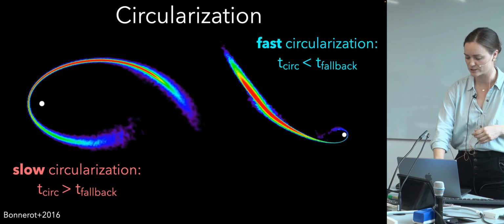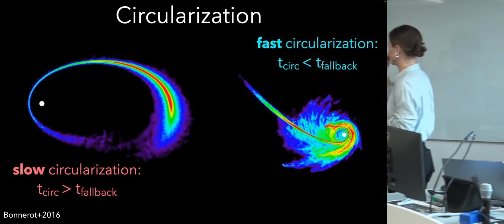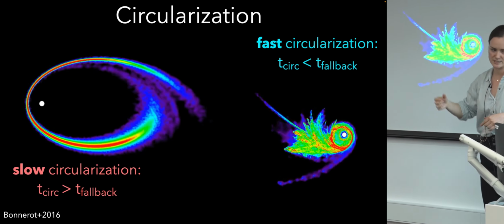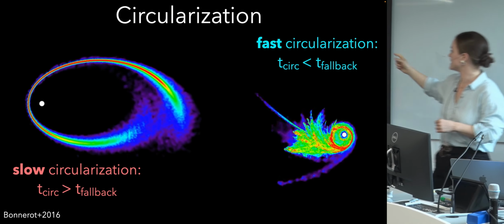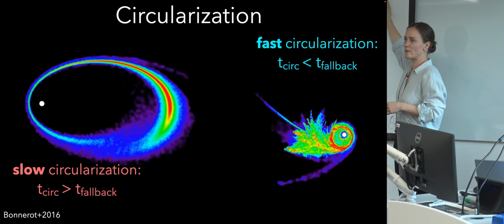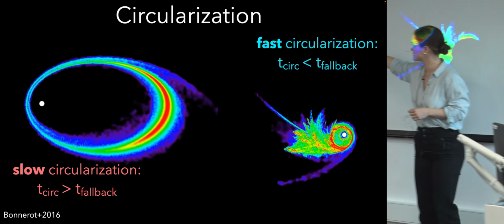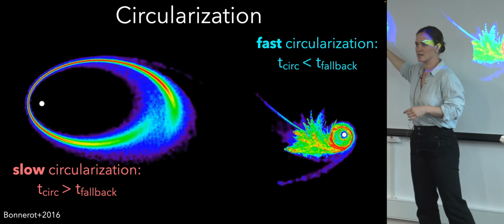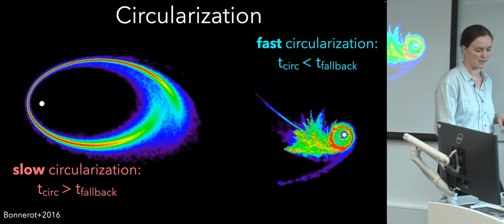You can also have fast circularization, where you're almost immediately losing significant orbital energy on timescales much less than the fallback timescale. And so you can imagine in this second case, the limiting timescale is the fallback timescale because you're almost immediately circularizing, whereas in this case, it takes a really long time for the energy to come out, and so the limiting timescale is the circularization timescale.